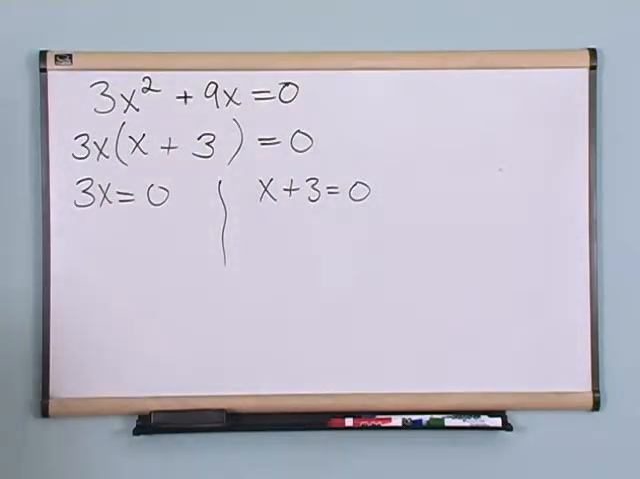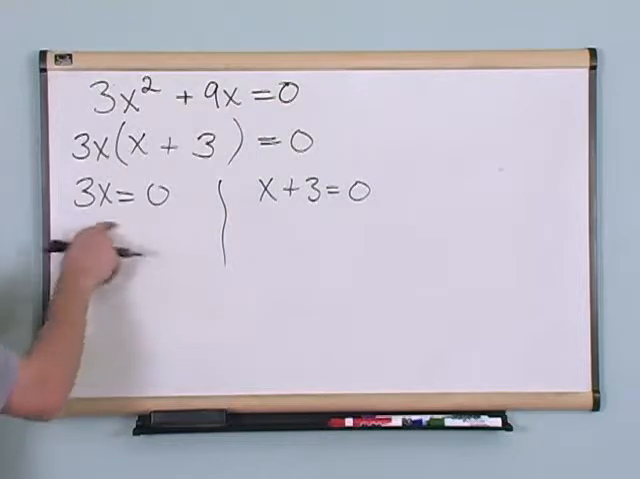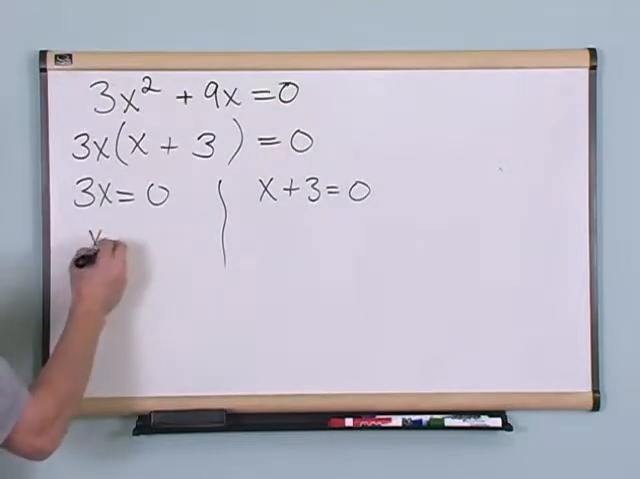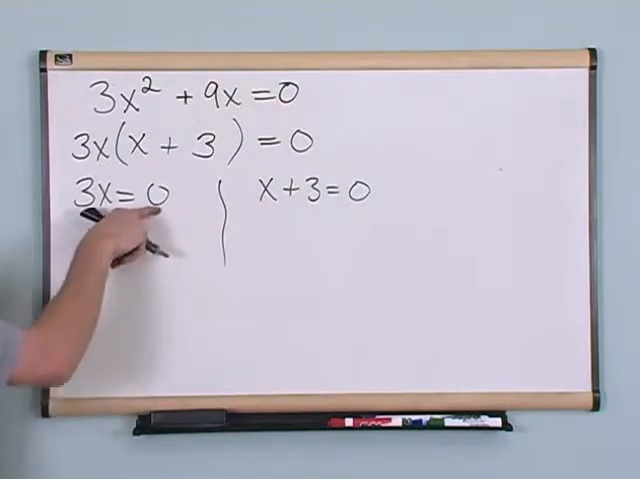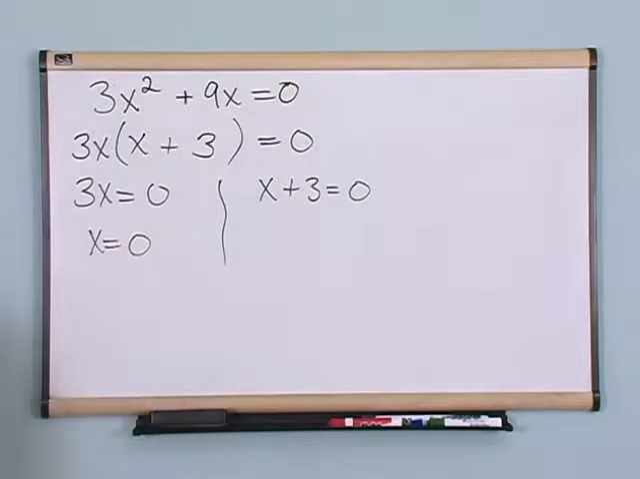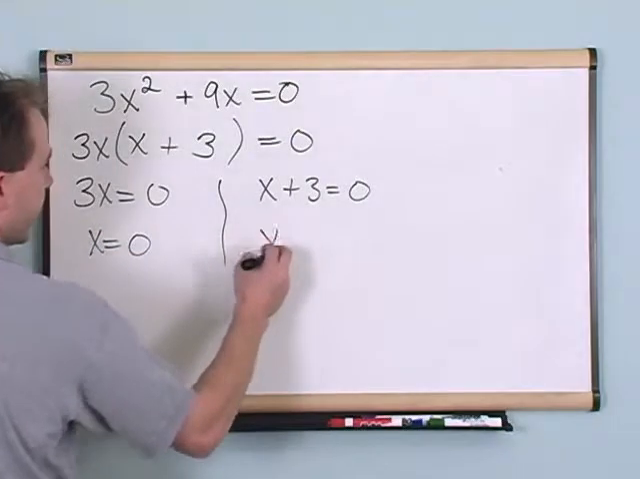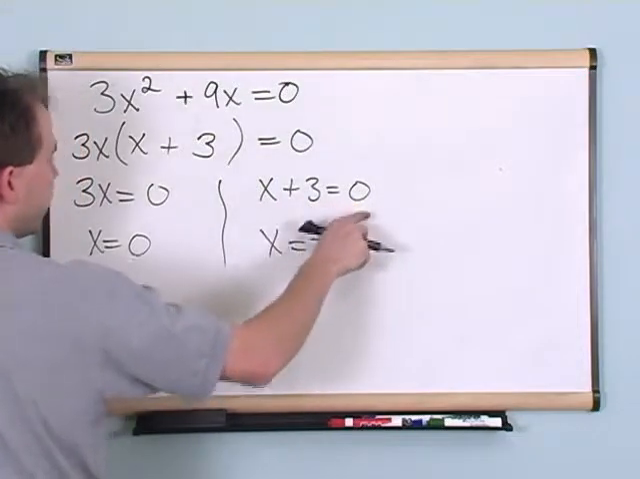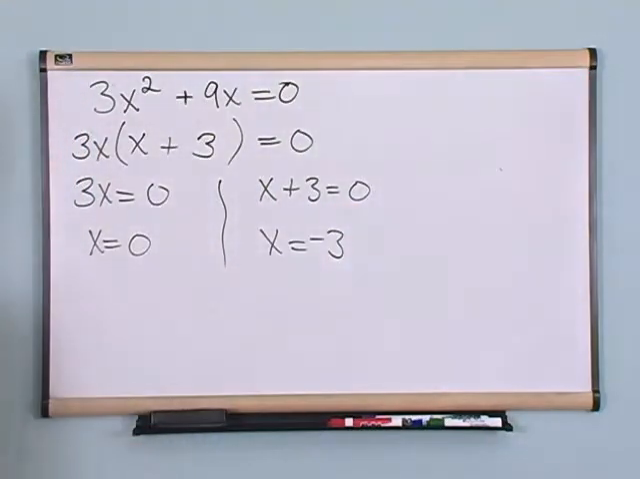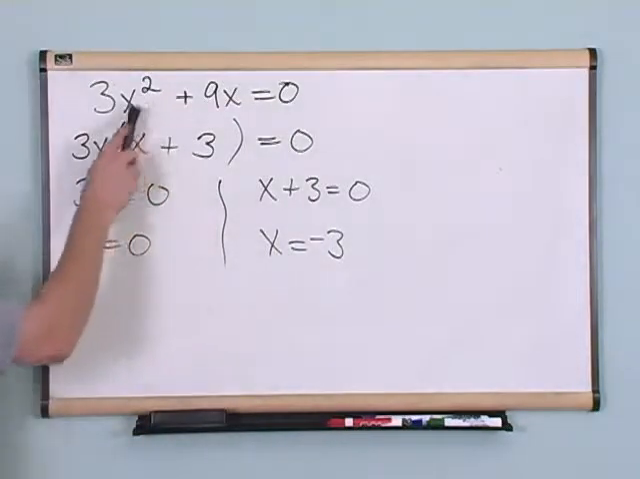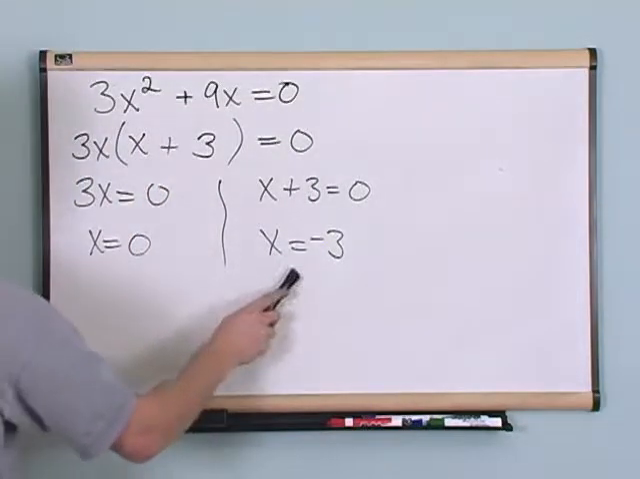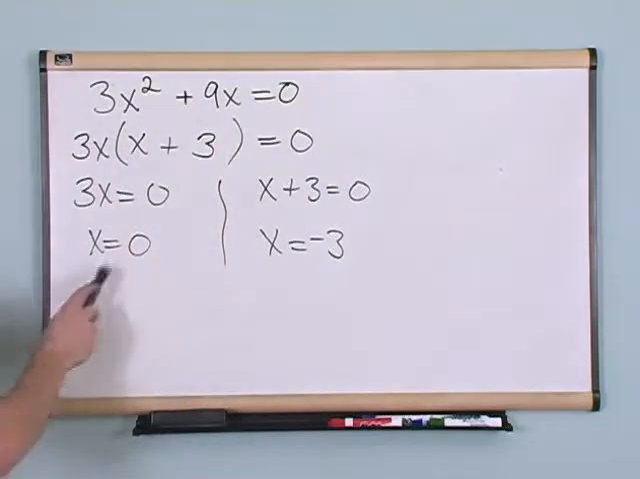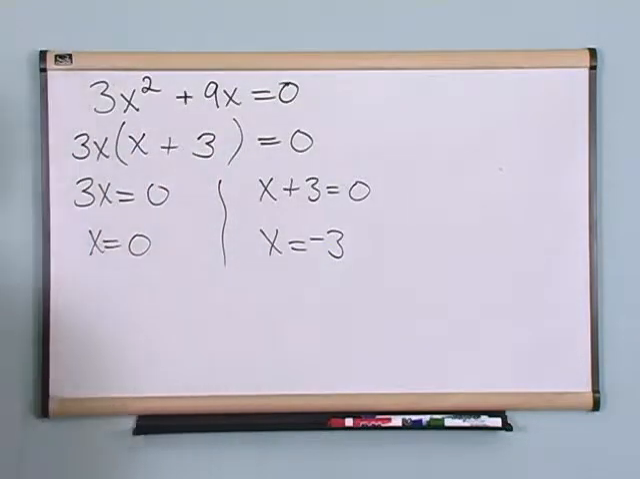To solve for x here, I just divide by 3, just like I always do. Of course, x is going to be 0 because 0 divided by 3 just gives me 0. And then over here, x is going to equal negative 3 because I'm going to move this 3 over by subtracting it. 0 minus 3 gives me negative 3. So here are my two solutions. Again, we expected two solutions. If you were to take these individually and put them in, you'll find that each one of them obeys the equation.